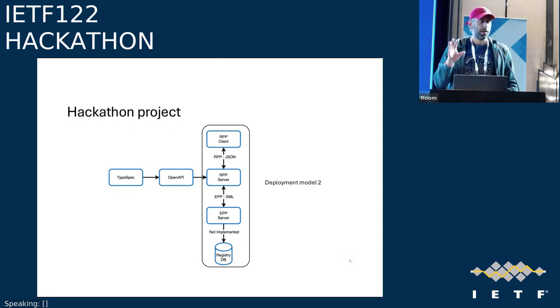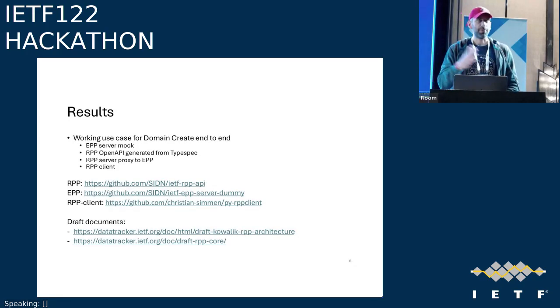So basically, on one side, we developed the specification of the RPP using TypeSpec, and we generated OpenAPI out of it. And this we put into the RPP proxy server. We developed a client and a mocked EPP server, which emulates the whole flow. So as a result, for one use case, domain creation, we have the full end-to-end flow from the client to our EPP server and the response back. So this is working for this use case as the result of the project.